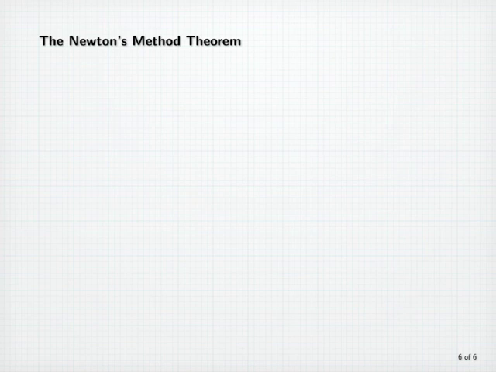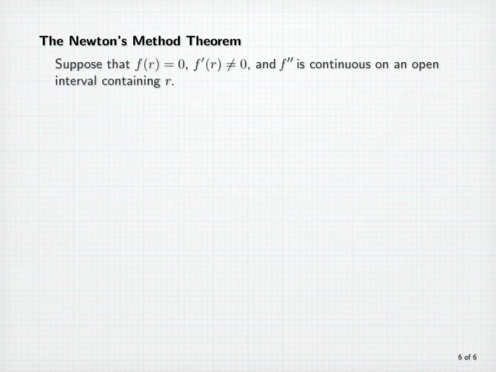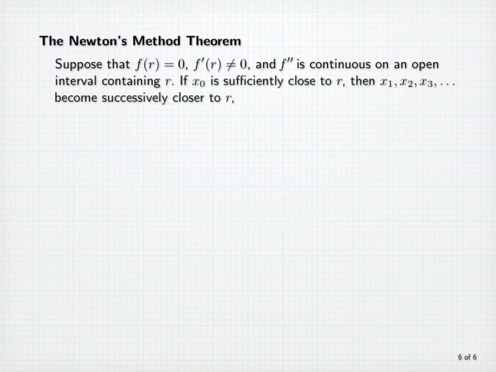The Newton's method theorem. Suppose that f of r is equal to 0, that is, r is a root of f, and that f prime of r is not 0, and f double prime is continuous on an open interval containing r. If x naught is sufficiently close to r, then x1, x2, x3, and so on become successively closer to r. Notice the very important condition here that says if x naught is sufficiently close to r. In fact, in many problems, x naught must be very close to r in order for Newton's method to work.